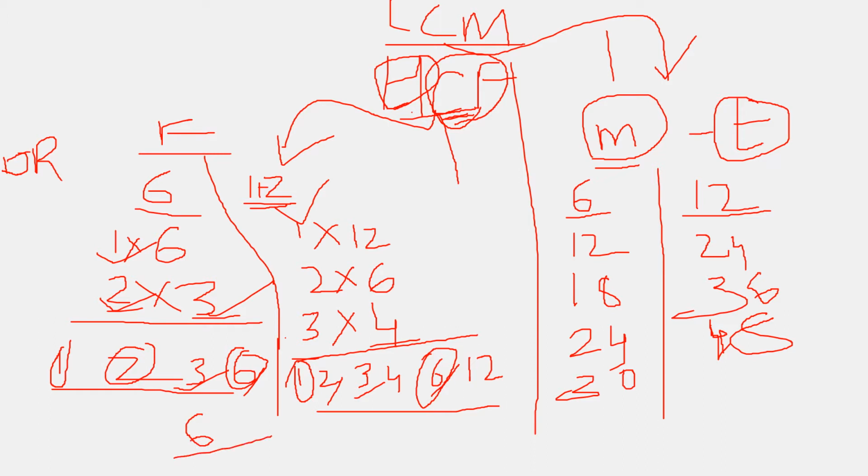6 is the HCF of 6 and 12. Simple. Find out the factors of the two numbers, pick out the common ones from these two sets of factors, and pick out the highest one, which gives you the HCF.